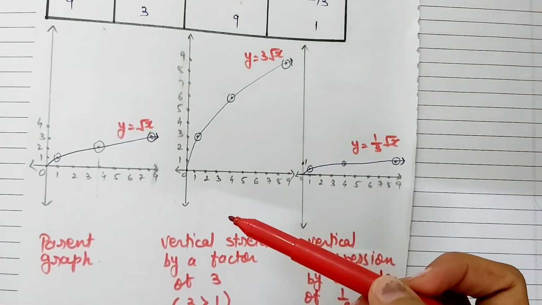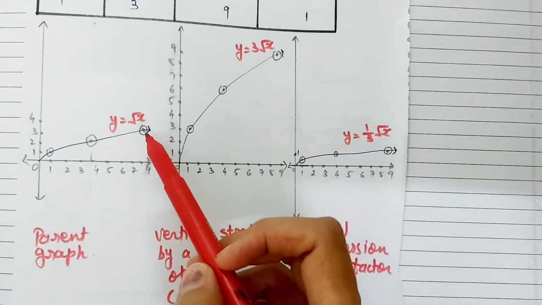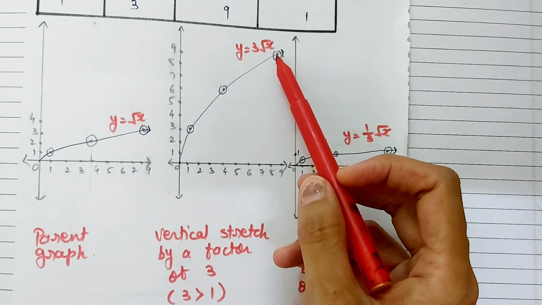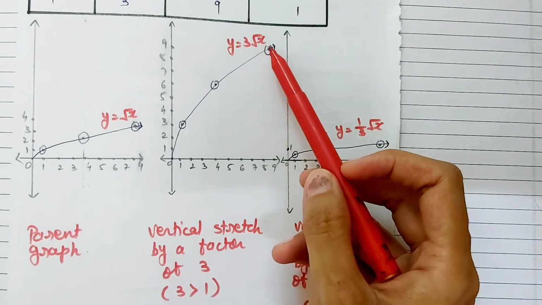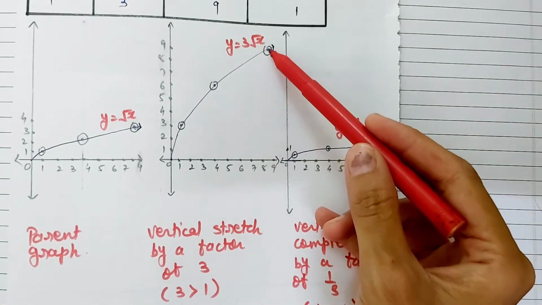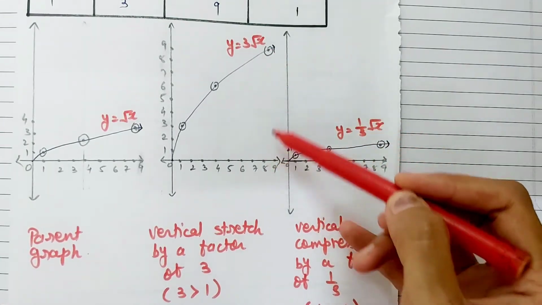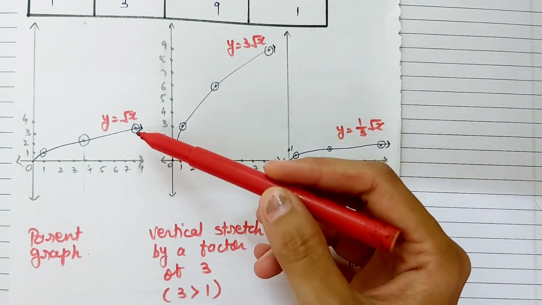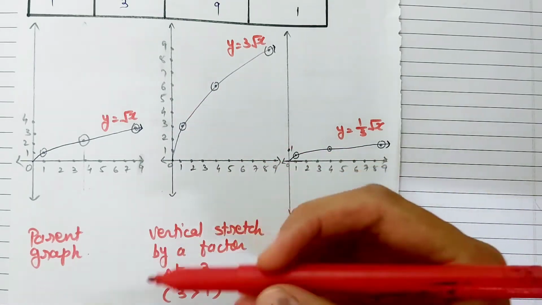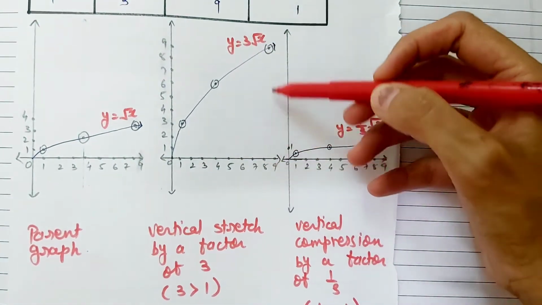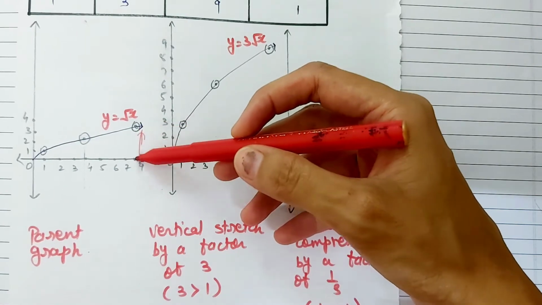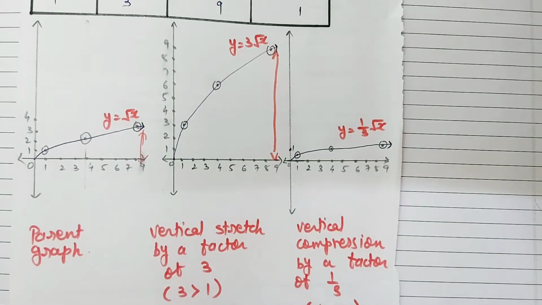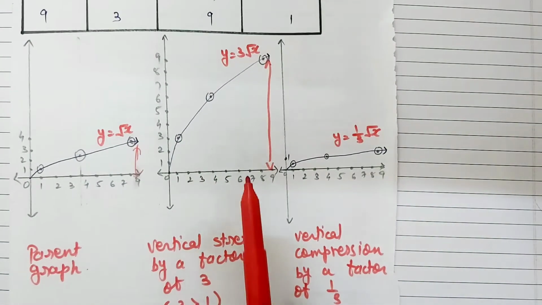From the second graph, you can see that the third point is here. Look at the vertical distance from the x-axis of this third point after applying the transformation. The vertical distance from the x-axis in the second graph is much more than in the first parent graph. It means that my y value has been stretched. If you look at the difference, it was this much and now it is this much. The graph has been stretched. That's why it is a vertical stretch.